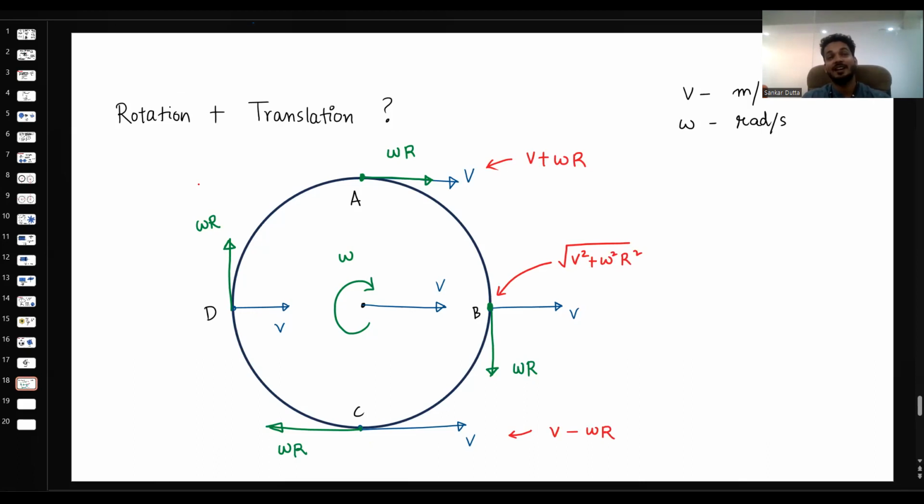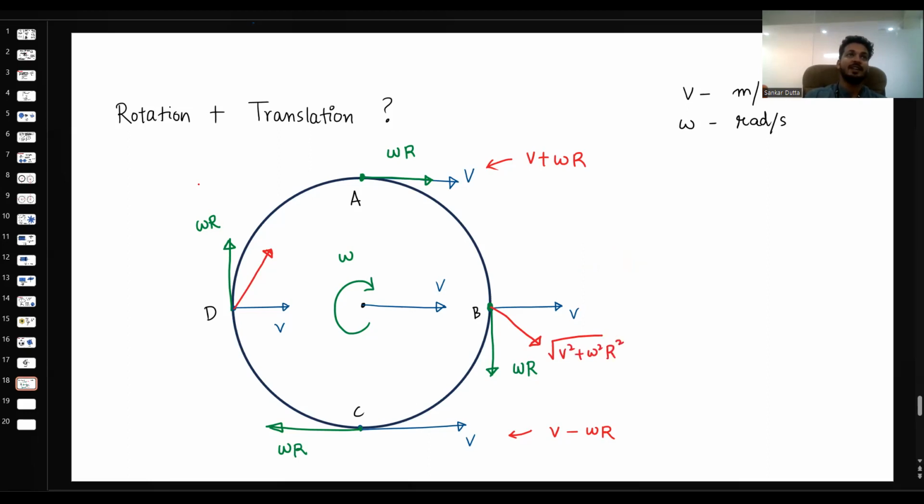Why? Because these two vectors are now 90 degrees to each other. How do you add two vectors that are 90 degrees to each other? Under root of V square plus omega square r square, right? So this is what the net velocity of this particle looks like. Let me draw it here. V square plus omega square r square.